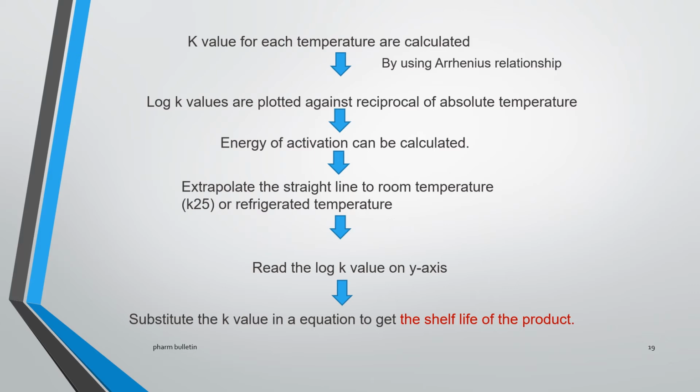Here, by using the Arrhenius relationship, log K values are obtained and plotted against the reciprocal of absolute temperature. From that we'll get the activation energy. With the help of the activation energy value, extrapolate the straight line to room temperature or refrigerator temperature. From that you can read the log K value on the y-axis. Then you can substitute the K value in the equation to get the shelf life of the product.